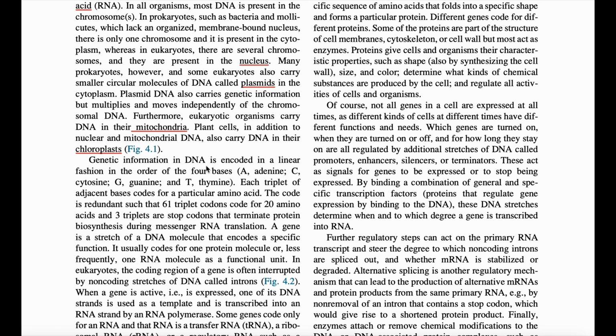So genetic information in DNA is encoded in a linear fashion in the order of 4 bases, which are A, C, G and T. A for adenine, C cytosine, G guanine and T thymine. Now can you tell me what DNA is made up of? The components of DNA are nucleotides, that are the basic building blocks of DNA, right? The phosphate group is what? A molecule that links the nucleotides together.